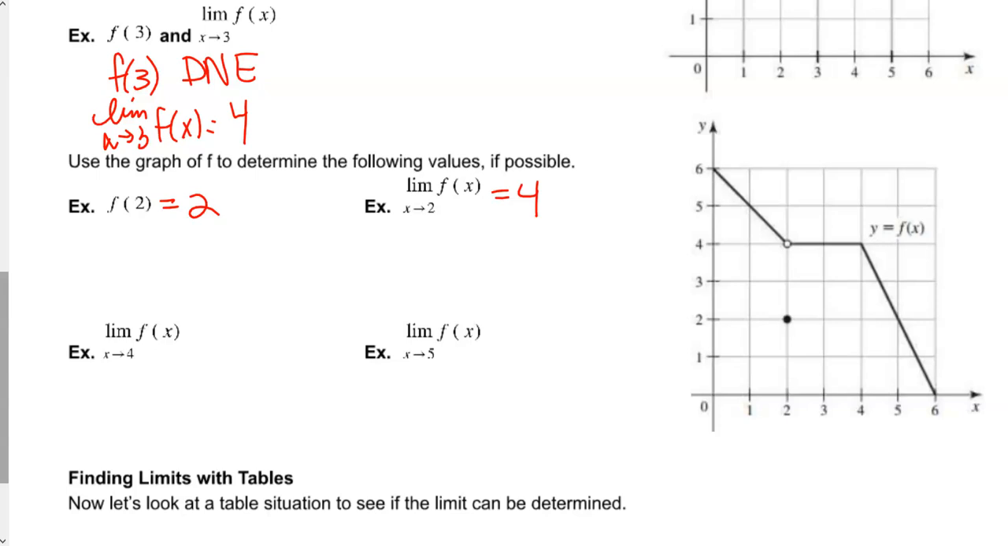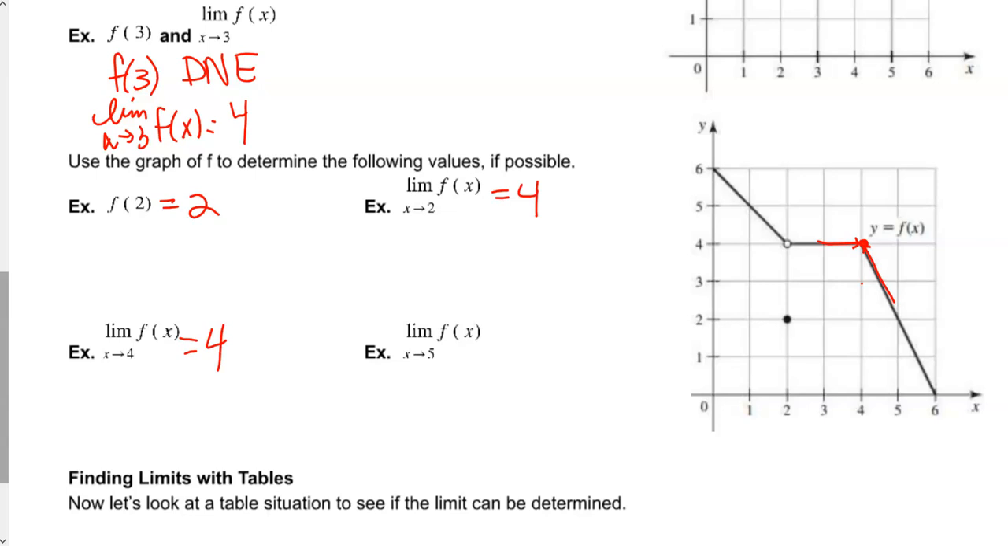Let's move along to x equaling 4. So I come over here to x equaling 4. I'm looking at the limit. So again, kind of go on that function. From the left, I'm honing in here. From the right, we're honing in here. What is that y value? That y value is 4 as well.